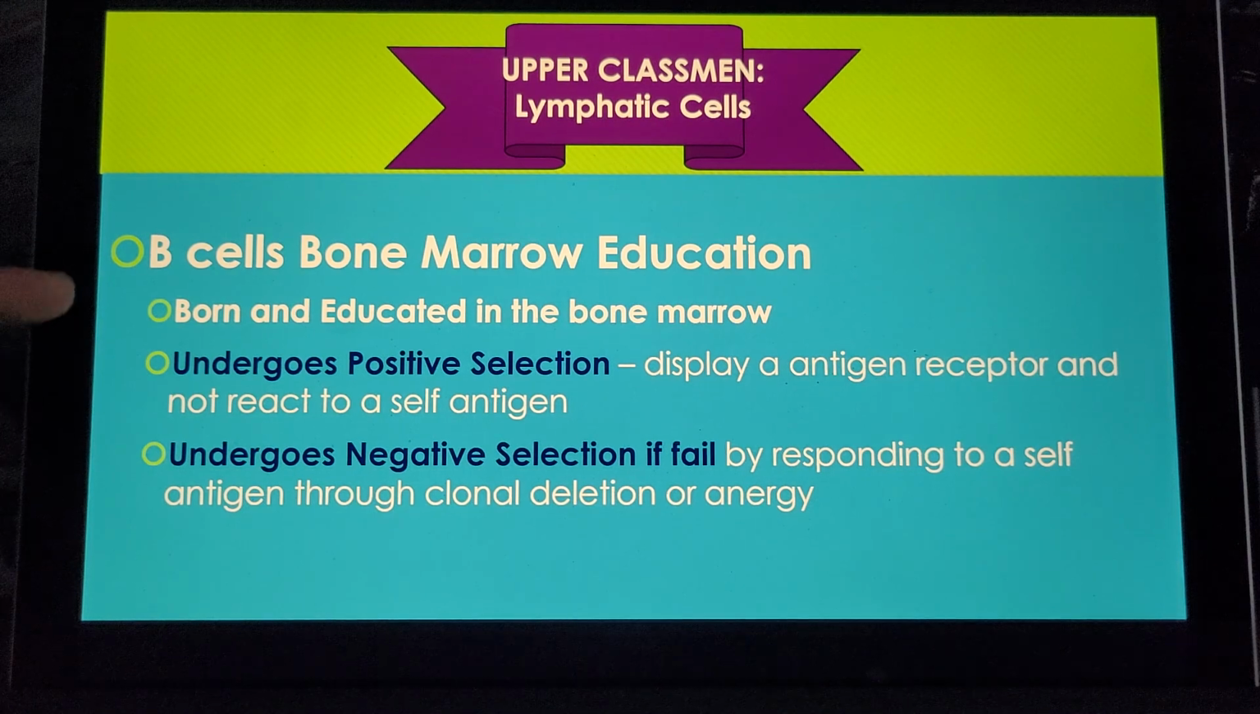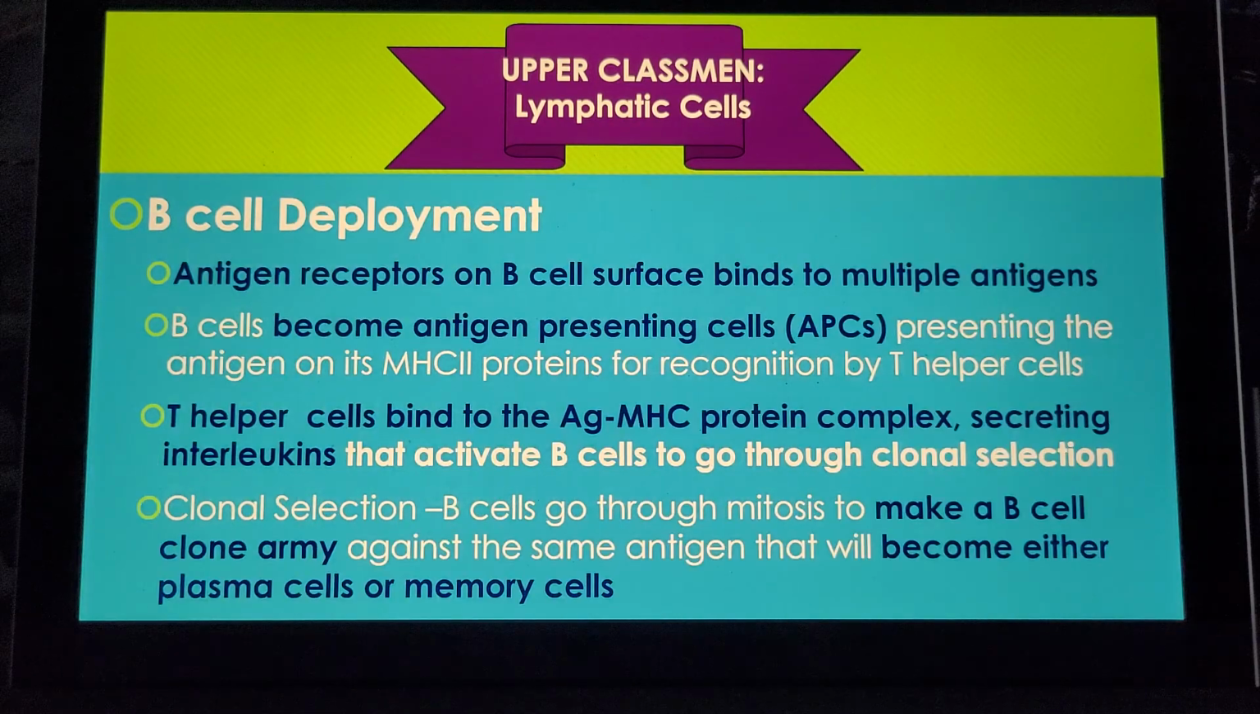Okay, same as your T cells, they have to go through positive selection. They mature in order to be able to detect an antigen that's been displayed. Then they go through their test. So that's our positive selection. We're selecting the ones that do well, so that are positive. If they do not react to a self-antigen, they've passed that test, and then they can be deployed. If they fail, then they undergo negative selection. So they're killed off and no longer able to have that immune response, because if they got out, they would start attacking your regular cells.